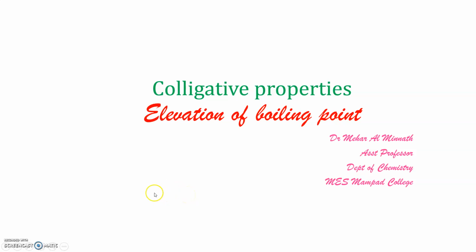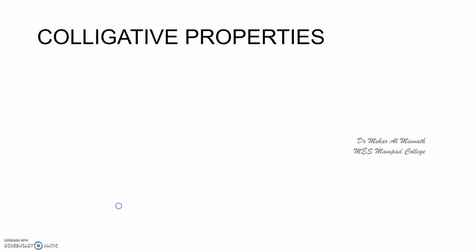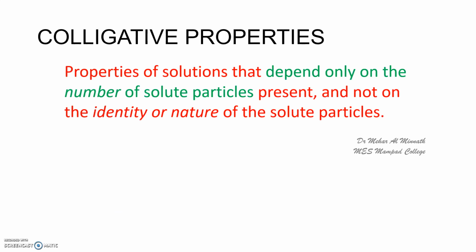I'll just brief you on another colligative property, that is elevation of boiling point. Now you know what a colligative property is. Colligative properties are those properties of solutions that depend only on the number of solute particles present and not on the identity or nature of the solute particles. So the concentration of the solution or the amount of solute present in the solution decides the colligative properties.